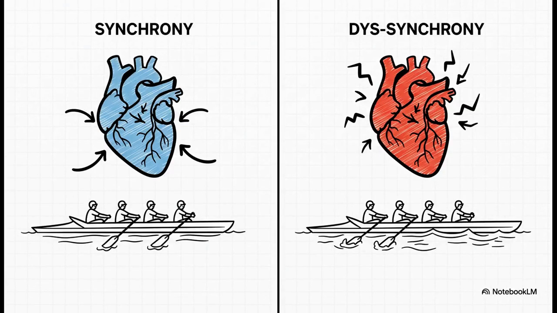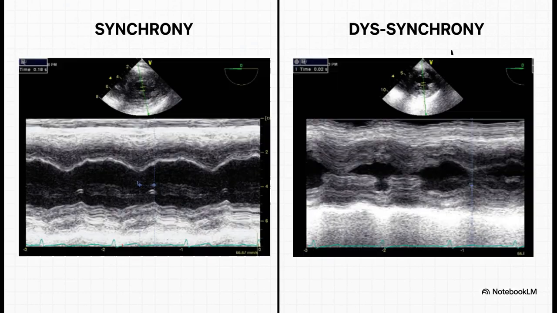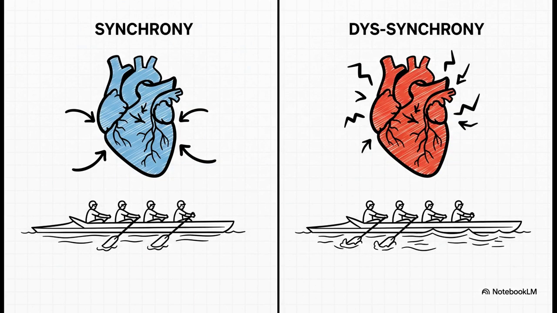Now, timing is everything. It's not just about how hard the heart contracts, but whether it contracts all at once. Ventricular dyssynchrony is when different parts of the ventricle are out of sync. It's totally inefficient. It's like trying to row a boat when everyone is paddling at a different time. You just waste a ton of energy. With advanced TEE, we can actually create these color-coded maps that show us these timing delays, helping us spot patients who might need something like cardiac resynchronization therapy.